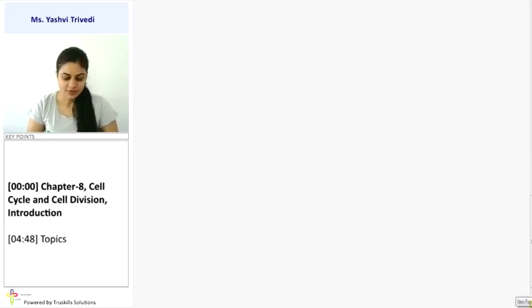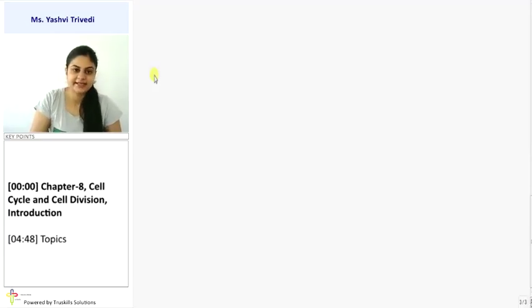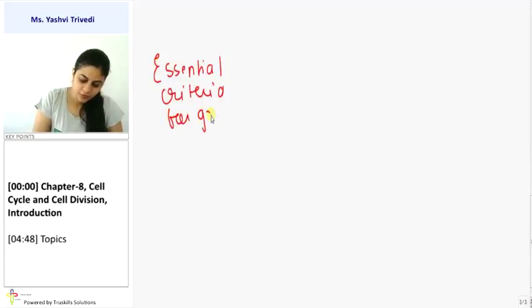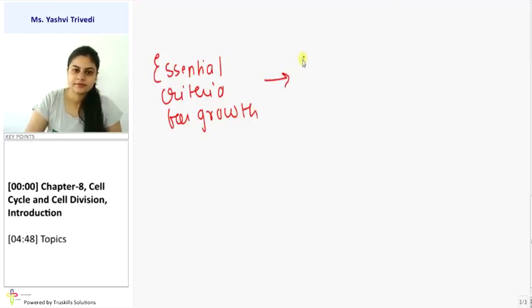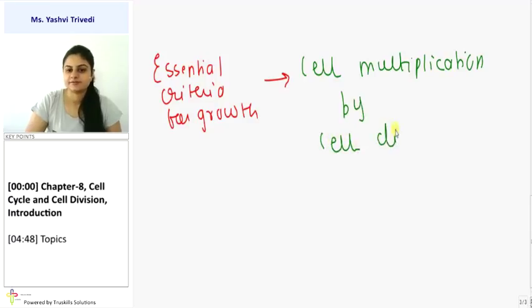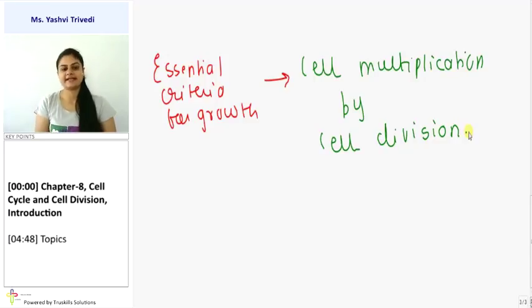So basically the most essential criterion for growth of the organism is cell multiplication by cell division. That is the most important criterion for growth. In this way, a single cell zygote will lead to multiple divisions and will finally lead to a multicellular body of an adult organism.